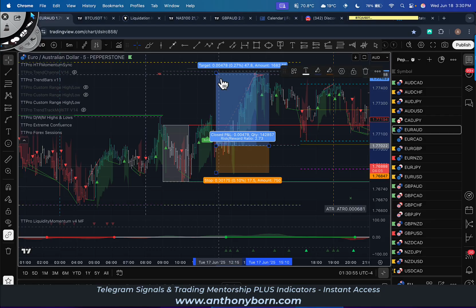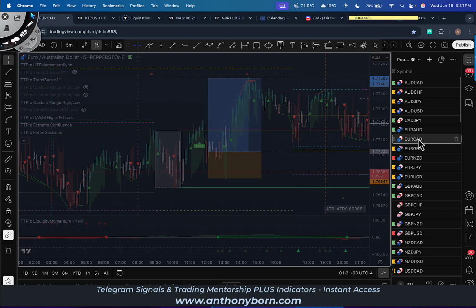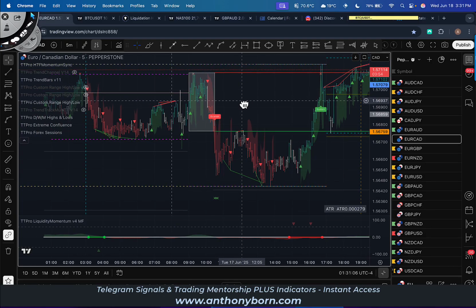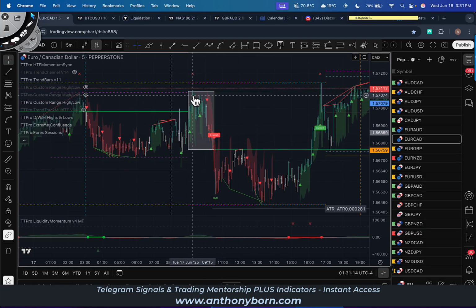There's your target area up there, and just following the signals. Euro CAD, this is a US session here. So you could run off this, given that these two green signals are giving you the stop run, you could run off this red signal here. So go short as soon as that kicks in, pretty much.